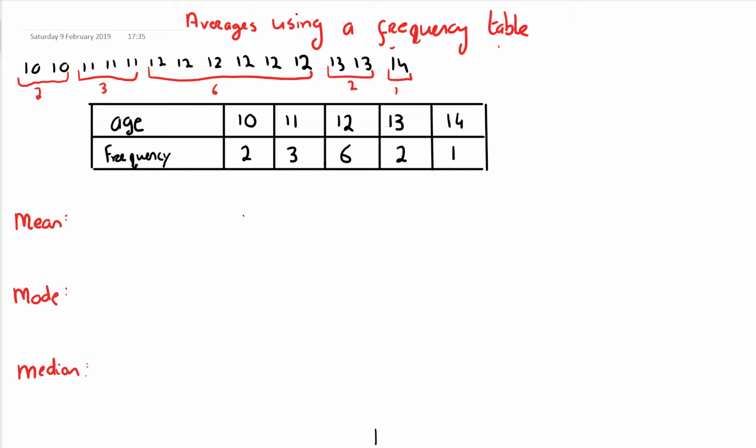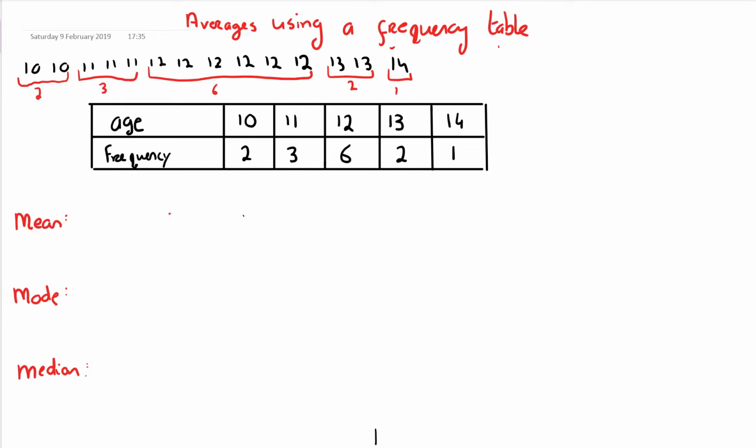Now, in a frequency table, we could list all the numbers out, and this is not too big a list. So we could do that, and we could get the mean, the mode, and the median, like we've learned already how to do with a list of numbers. However, if let's say the frequencies were 20, 30, 60, 20, and 10, I wouldn't particularly like to write out 20 10s and 30 11s and 60 12s, etc. So there is an easier way of calculating the mean, the mode, and the median with this. So here's how we do it.